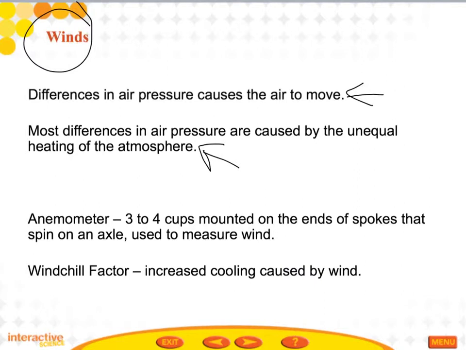So just quickly, these are just a couple more vocabulary words that I want you to remember. This is the anemometer, which is 3 to 4 cups mounted on the ends of spokes that spin on an axle, and this is used to measure wind. I have one in the classroom. Ask me about it. And then the other thing is the wind chill factor. Now the wind chill factor, you've heard this on the news, although not so much here in Vegas, but this is where the wind actually causes an increased cooling, which changes our temperature, or at least what we feel of the temperature.